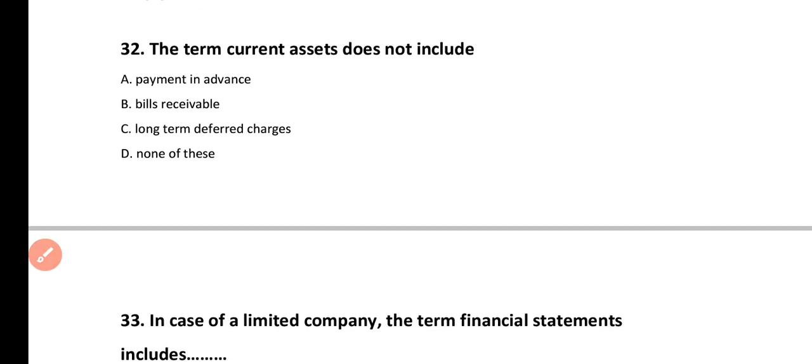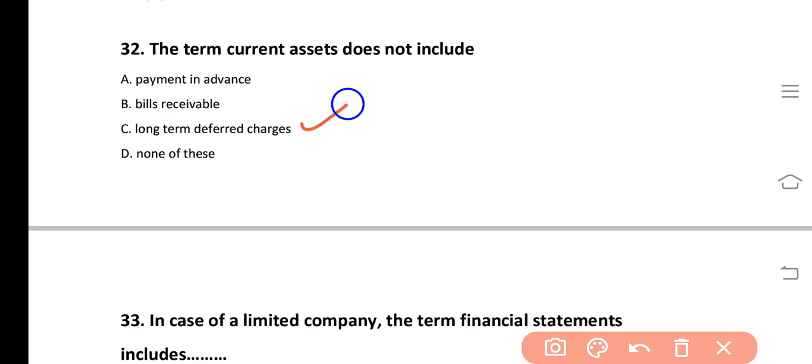MCQ number 32. The term current assets does not include: payment in advance, bills receivable, long-term deferred charges, none of these. So the correct option is option C. Long-term deferred charges are not included in current assets.